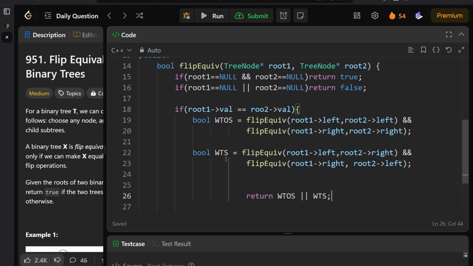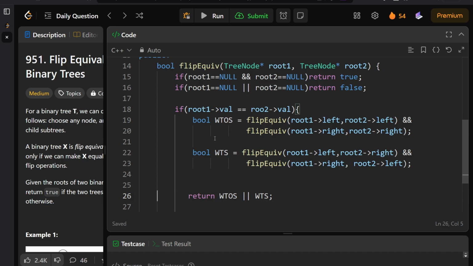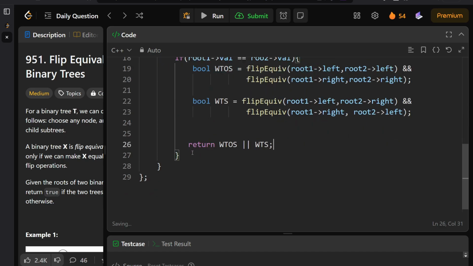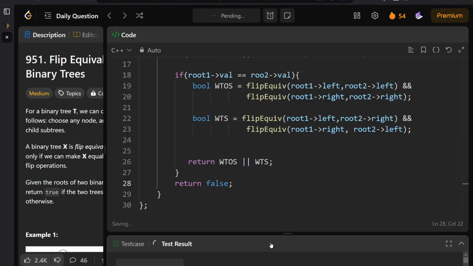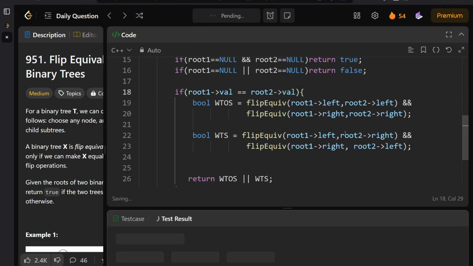Nice. Now suppose that these two values are not the same. If my root node values are not the same, then we can clearly say that the rest of the trees will definitely not be equivalent. So in that case we simply return false. Let's run it. We should pass all the test cases. I made a mistake with the root 2 name, so let's run it again. Okay, now let's submit it.